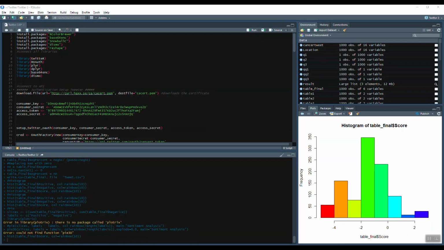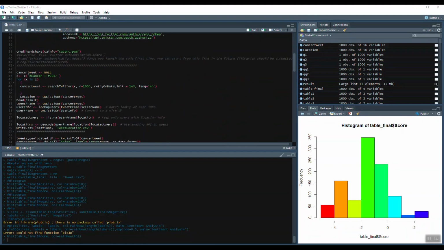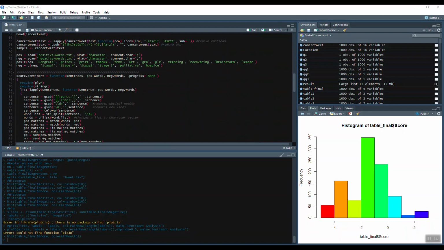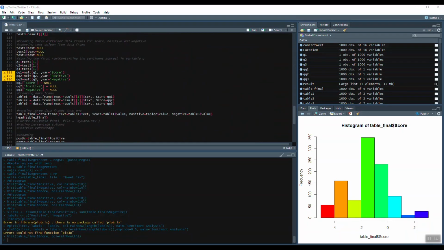This is the R code for analyzing the cancer tweets using the Twitter package. Since this is a long time-consuming process, the script is pre-run and its output is stored in a file named tweet.csv. That will be loaded to the data warehouse for further analysis.